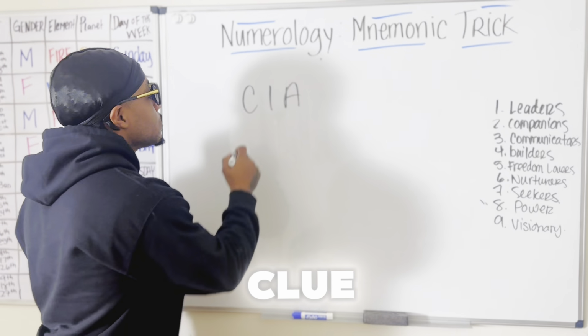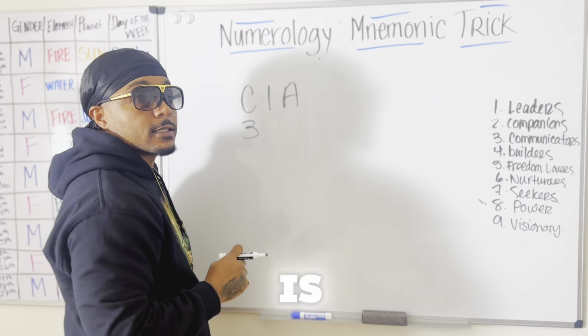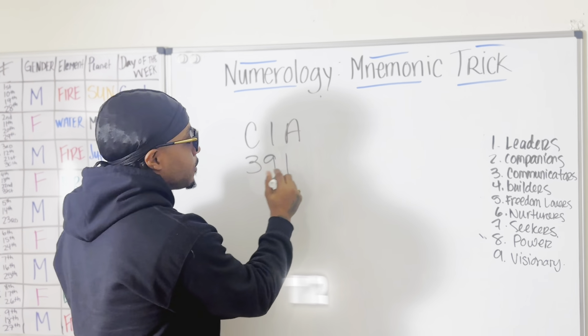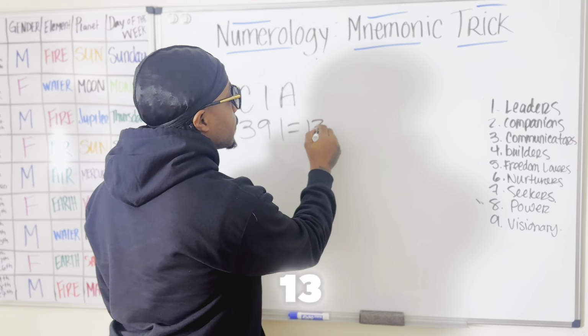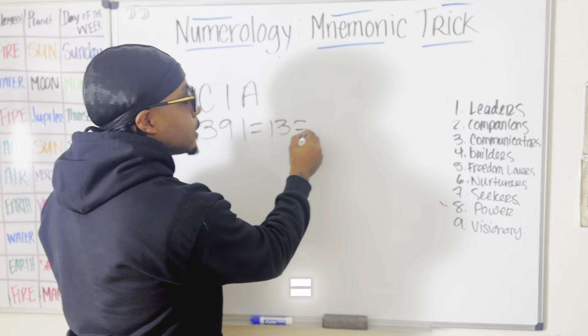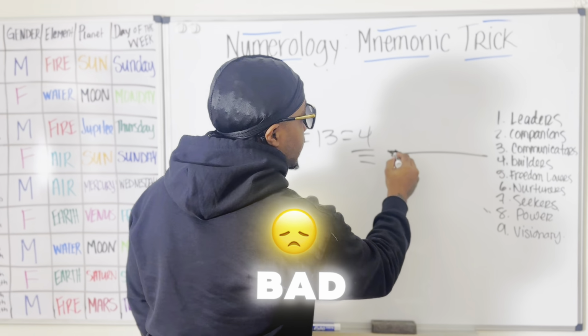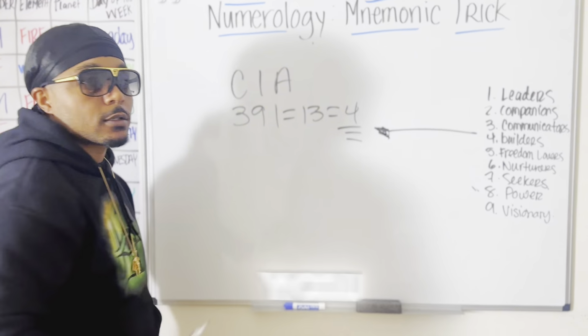Now what about CIA? C is Clue, that's 3. I is 9. A is 1. 9 plus 3, that's 12. Plus 1, 13. 1 plus 3 equals 4. They got the frequency of the builder. Oh, my bad. Bad arrow. But yeah, you know what I mean.